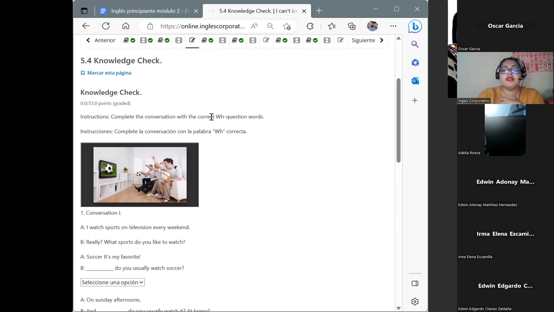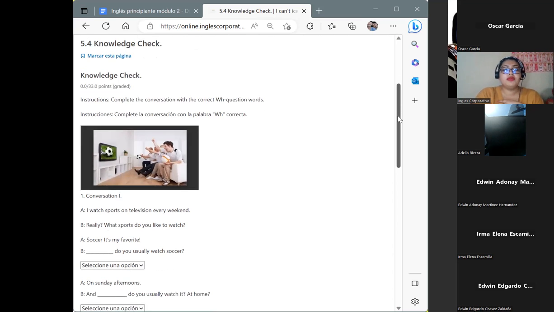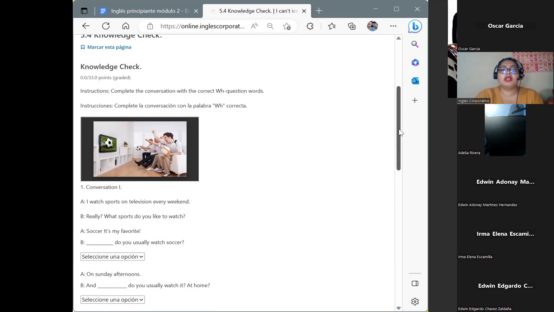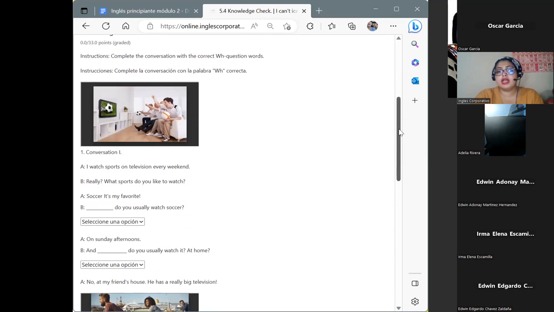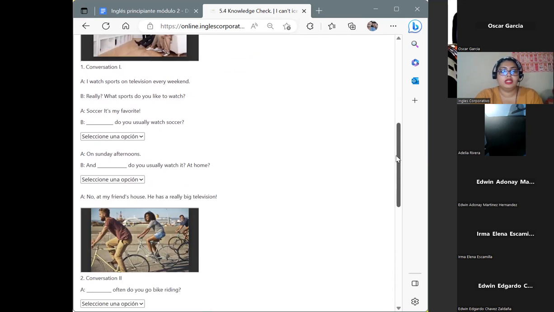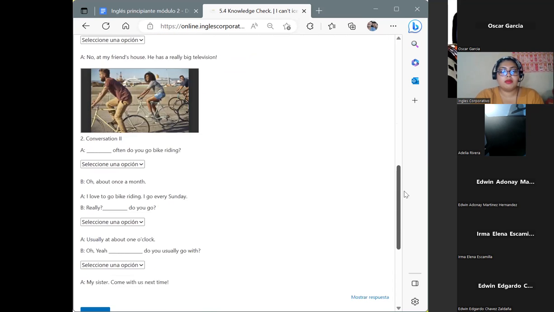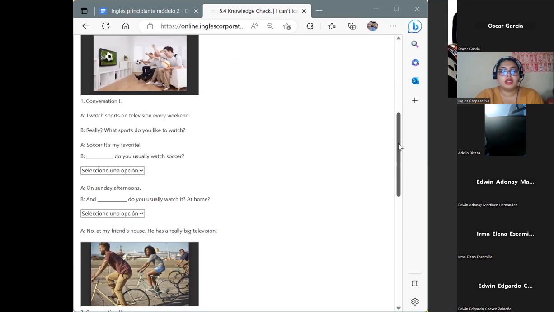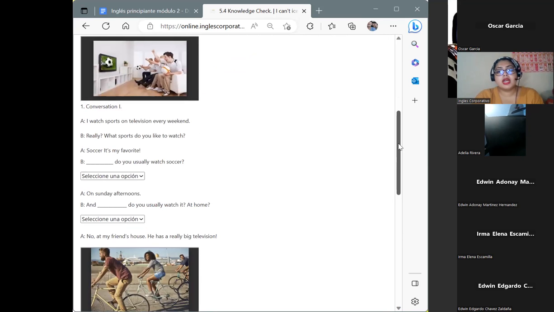Now, we have the knowledge check 5.4 that is related to a conversation, and we need to complete the conversation with the correct WH words. Simplemente vamos a utilizar las WH words que son correctas para cada una de las conversaciones. So, we have the conversation number one and number two. In this case, we are going to focus on number one. Vamos a enfocarnos en esta número uno.